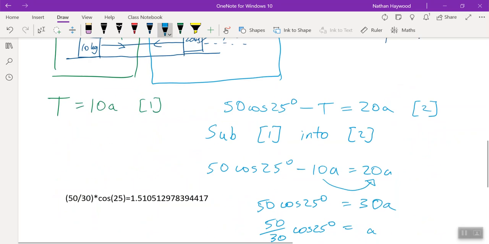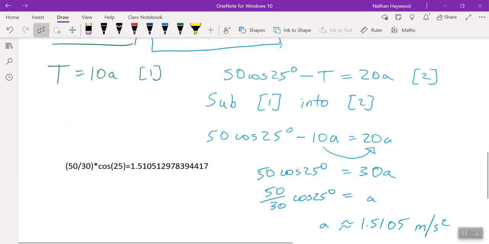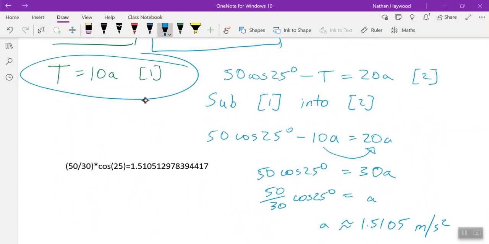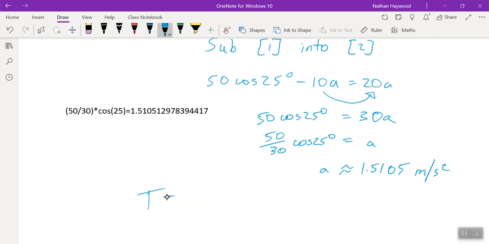Let's find the tension. We can just sub it back into equation 1. T equals 10 times that answer we just got. So the tension force between the two boxes on the string is 15.0105 approximately, Newtons.